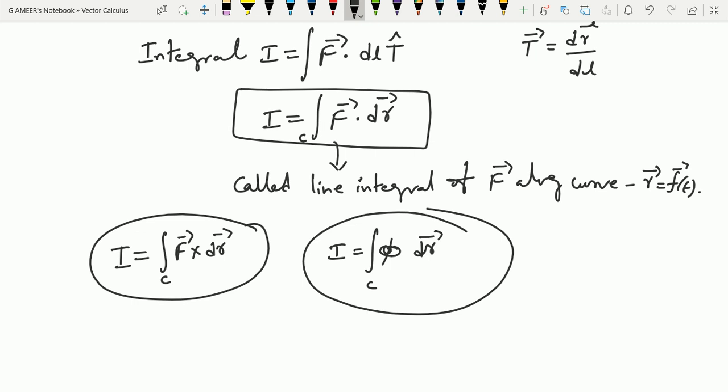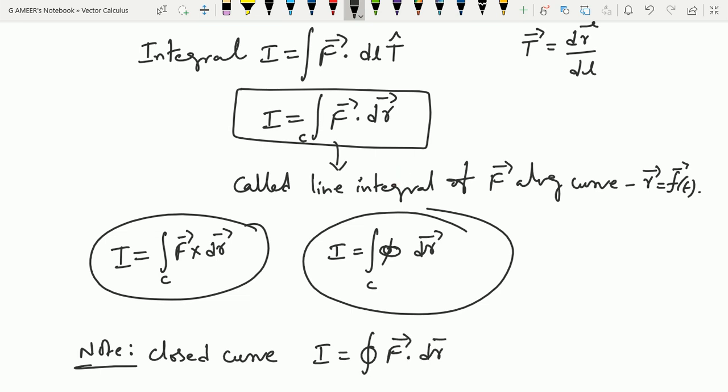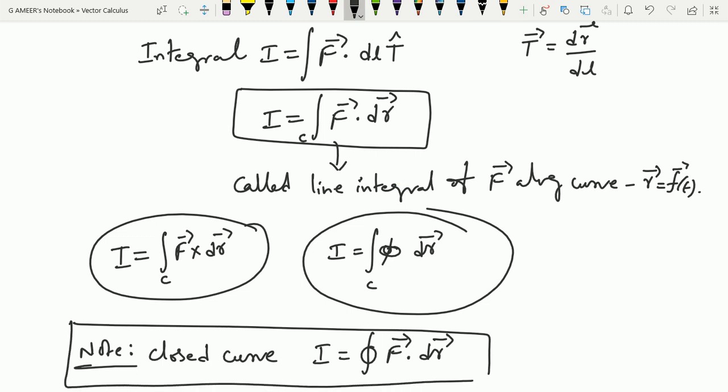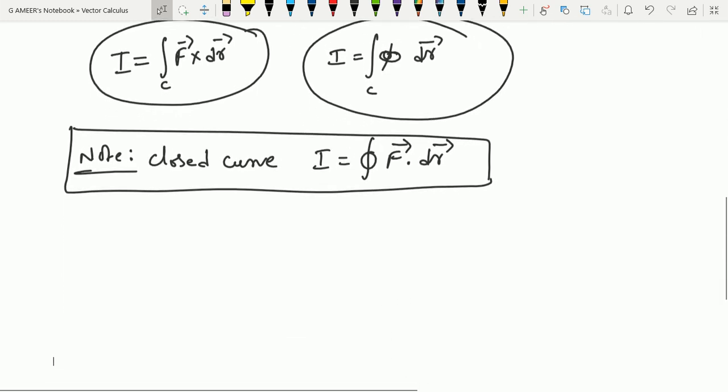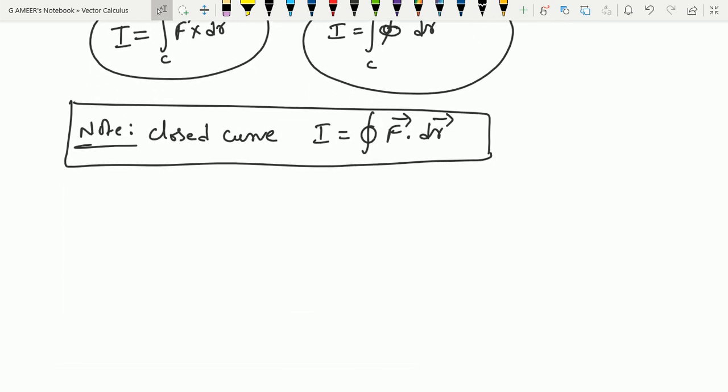Sometimes we may have closed curves. Closed curve integration is indicated by putting a circle on the integral sign. That means the initial point is the same as the final point. Then we call it a closed curve.